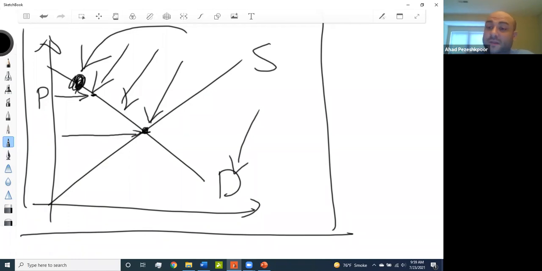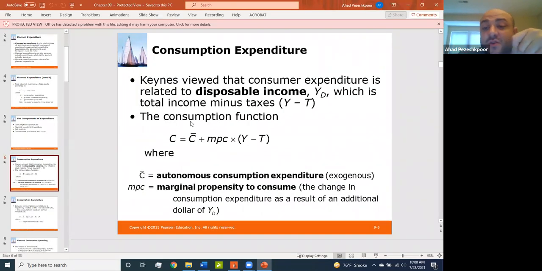He or she won't be able to buy it. So Keynes viewed that consumer expenditure is related to disposable income, which is the total income minus net taxes. This is not taxes, this is net taxes. So for example, if you're living in the United States, your tax rates are low. You will pay a low tax rate, so your Y would be minus a very low T.